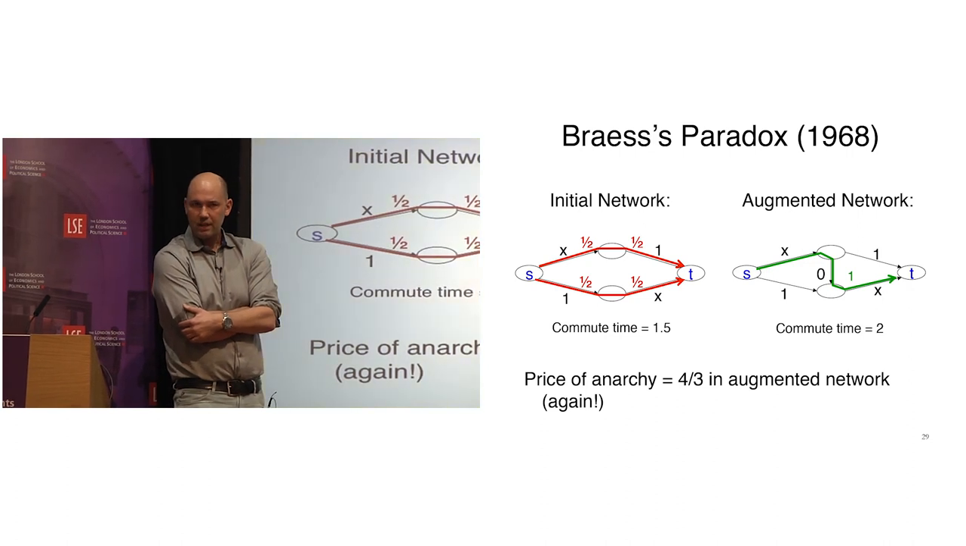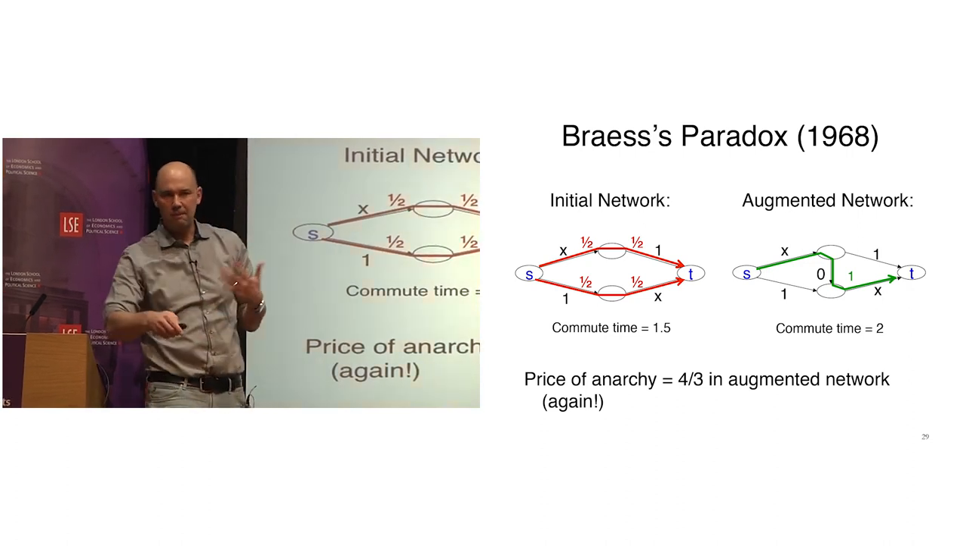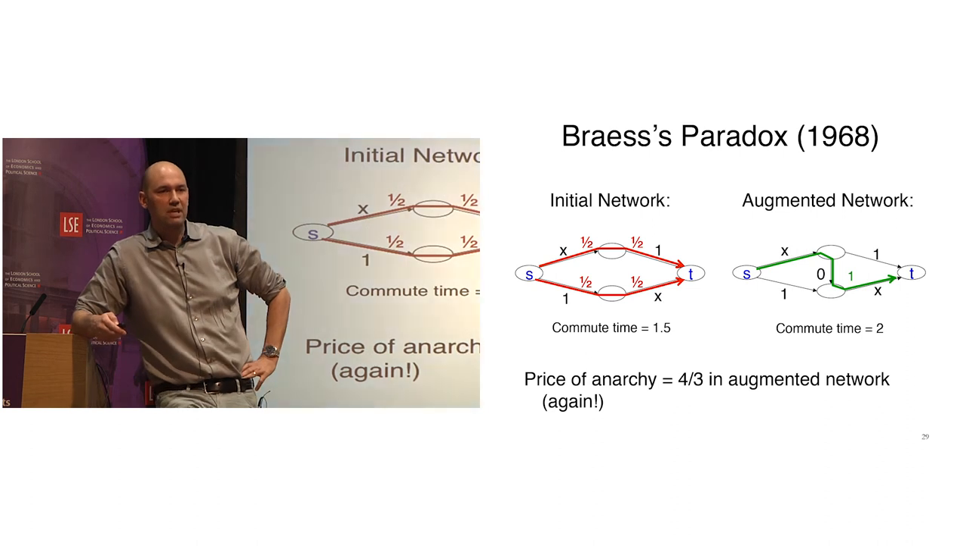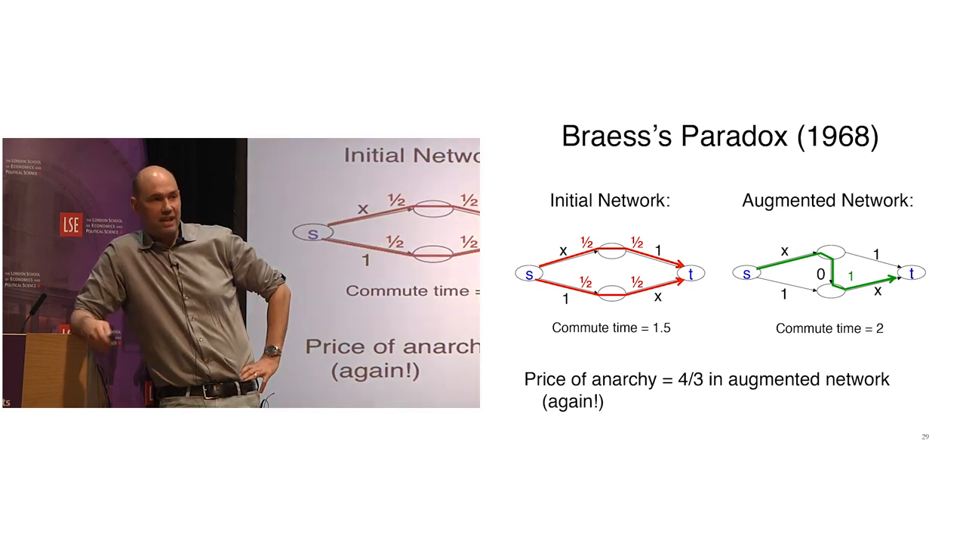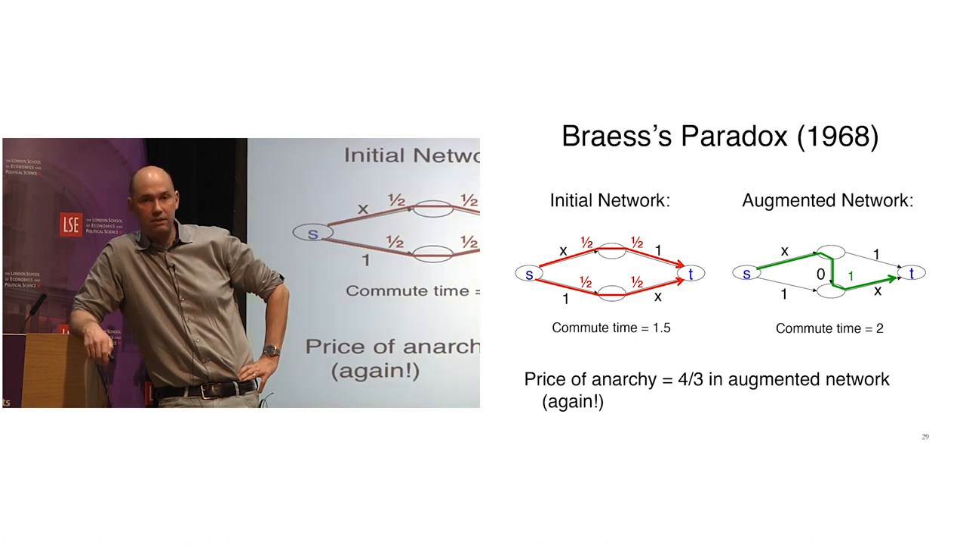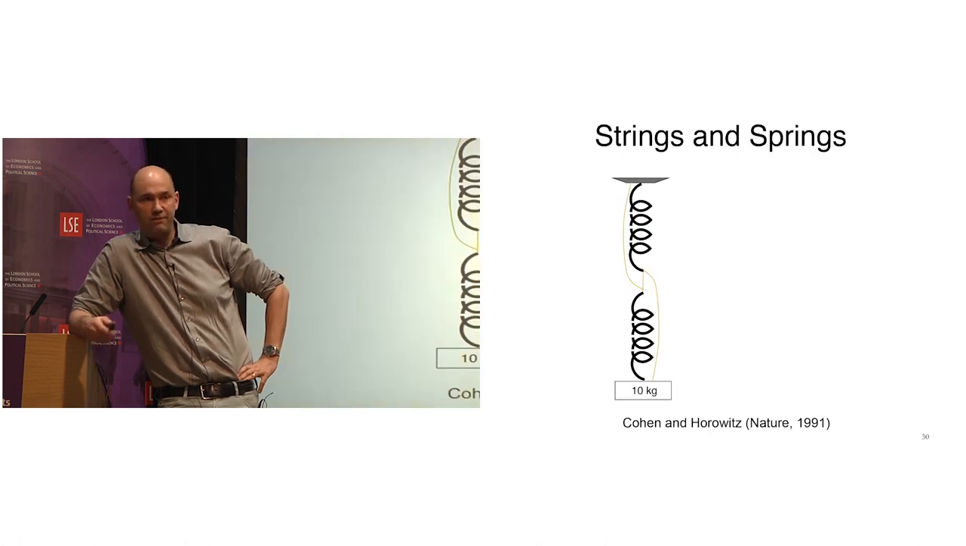So I don't want you to get the impression that Braess's paradox is just some strange artifact of some particular traffic routing model. It's actually something very fundamental, and it shows up in a lot of different guises. For example, in physical systems. So here's something you can do.